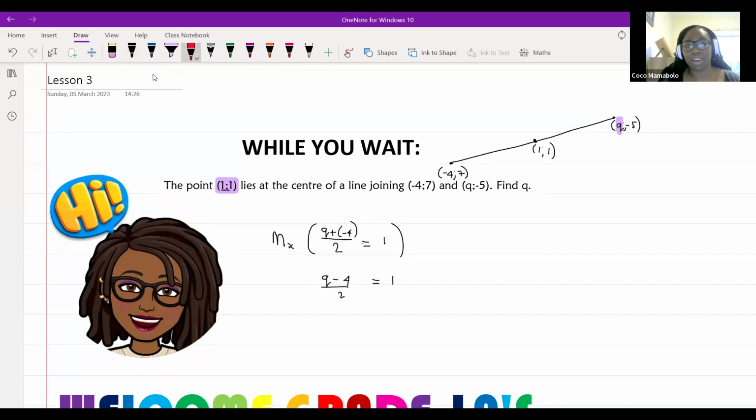To get rid of this divide by 2, I'm going to multiply by 2 on both sides. Multiply by 2 times 2. And then those 2 will cancel out. So I will have Q minus 4 is equal to 2. And now I want to solve for Q. So -4 will go over to the other side and become +4. Therefore, the x value, Q, is equal to 2 plus 4, which is 6. So this endpoint over here is (6, -5). Those are our 2 endpoints there.